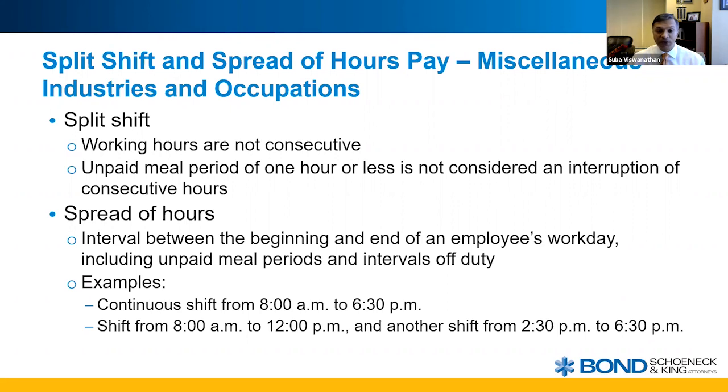So a couple of examples, a spread of hours could be a continuous shift from 8 a.m. to 6:30 p.m., or it could be a shift from 8 a.m. to 12 p.m., and then another shift from 2:30 p.m. to 6:30 p.m. So in that second circumstance, we have both a spread of hours exceeding 10 as well as a split shift. Next slide, please, Kathy.